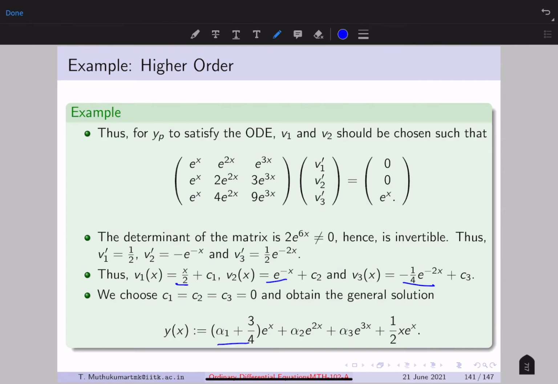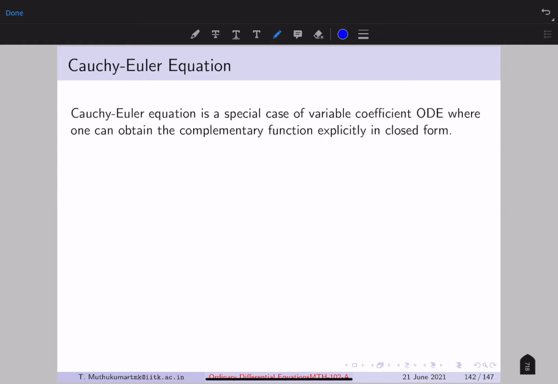Alpha 1 and some v1 and alpha 2, alpha 3 has combined. Okay, this is coming from v1 because there is one repeated root, if you notice. Okay, so this is the general solution. Okay. So with this, I think you would have understood. We have seen enough examples to understand the method of variation of parameters, right?